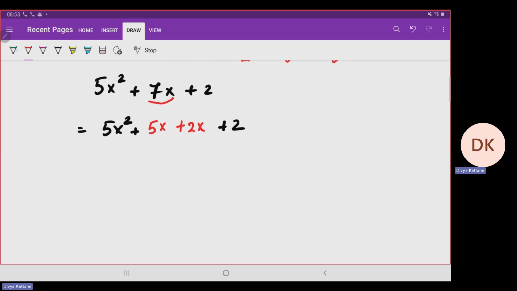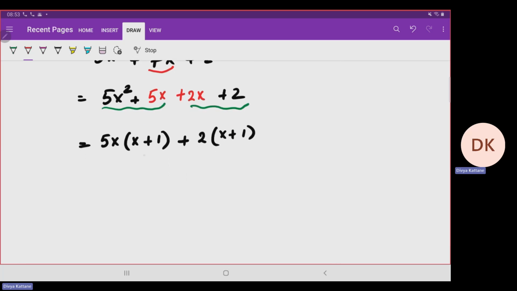Now we will do the method of grouping. Group these two and group these two. When you group the first two, you can take 5x out, which is a common term, so remaining will be x + 1. Plus, if you group 2x + 2, you can take 2 out, so remaining will be x + 1.